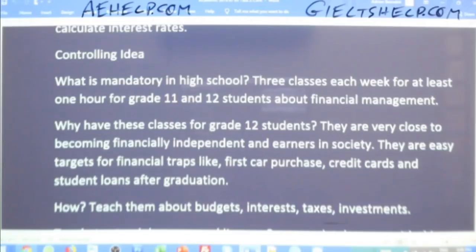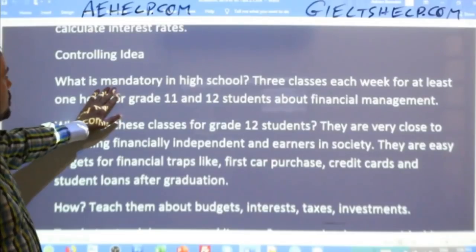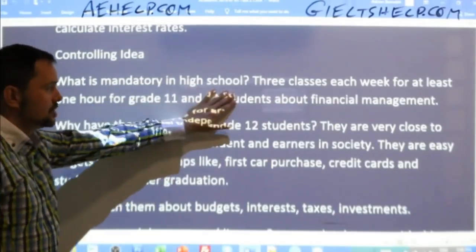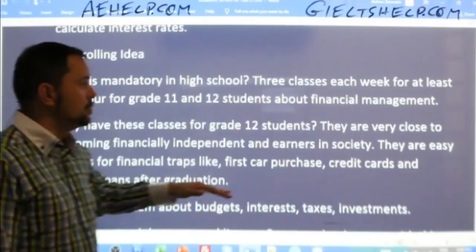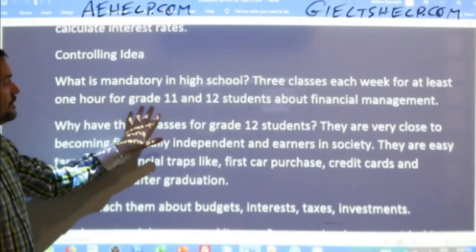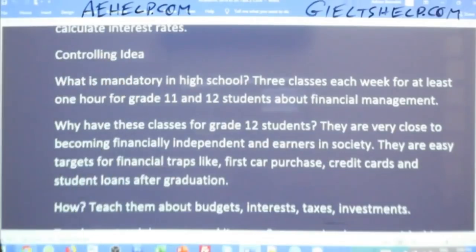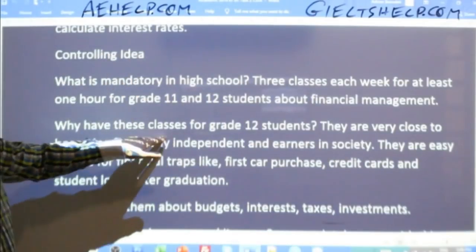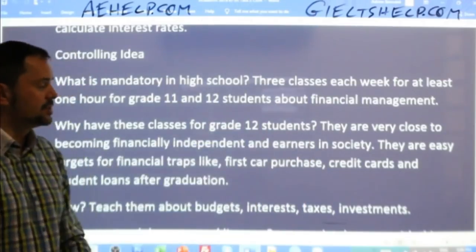All right. So, controlling idea. What does it mean to have these classes mandatory in high school? Well, it means having 3 classes each week for at least 1 hour for grade 11 and grade 12 students that deal with financial management. Why have these classes? This is a very important question. So why have these classes for grade 12, grade 11 students?